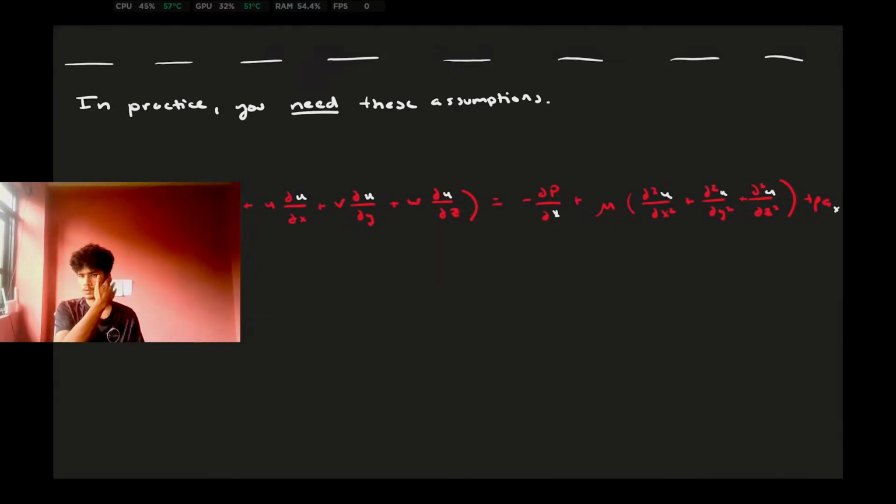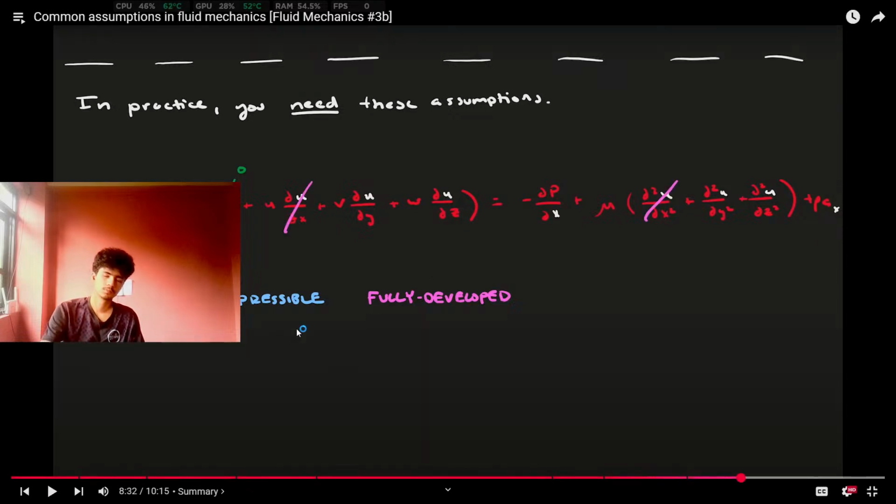Now, let's make a series of common assumptions. First, we assume steady, so we can get rid of the time derivative. Second, we assume incompressible, which is an assumption that we already made in the derivation that allows density to go out front. Fully developed lets us cross out some d/dx terms of velocity.